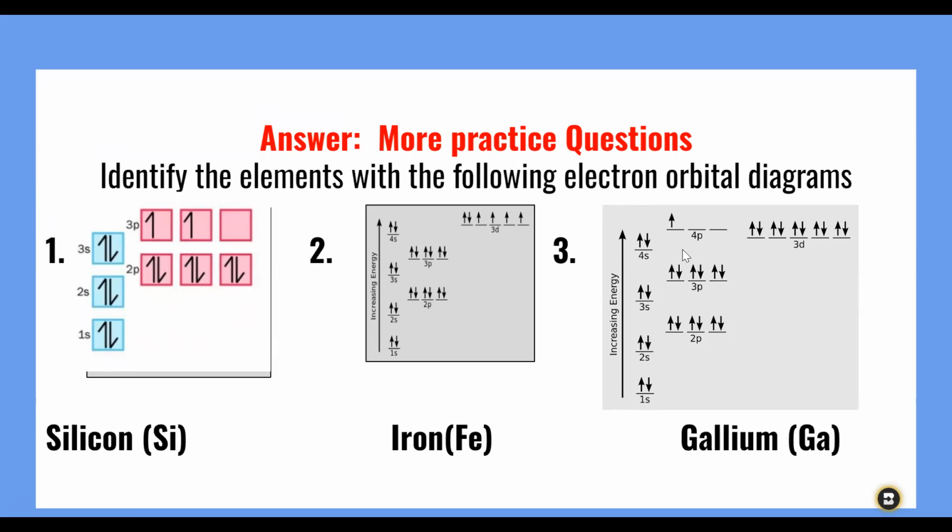Then this is gallium, 31 electrons. Hopefully this makes sense to you.